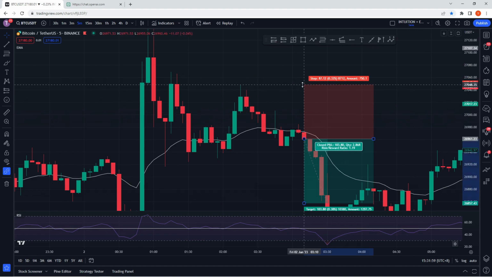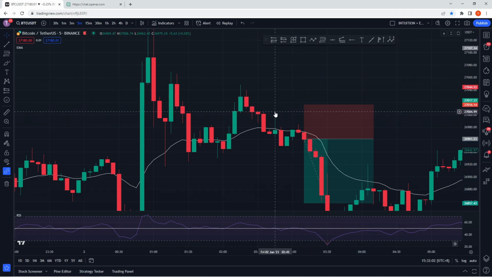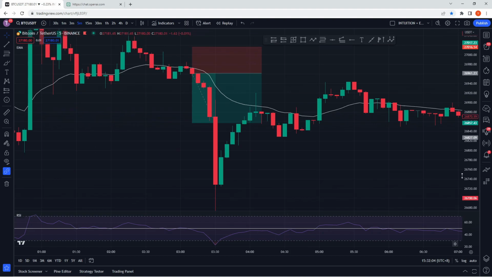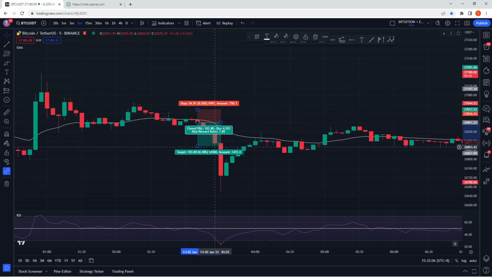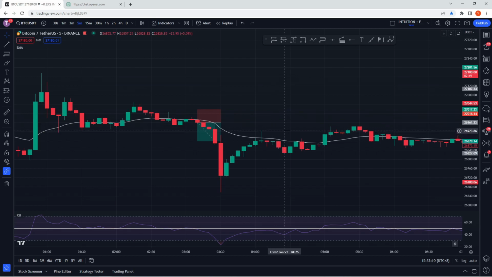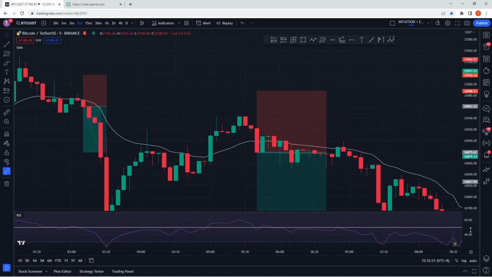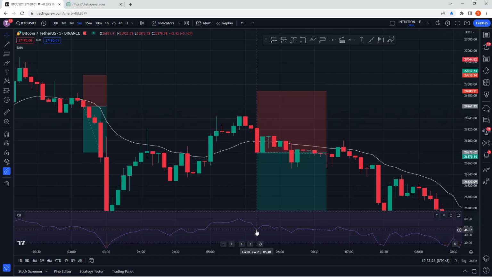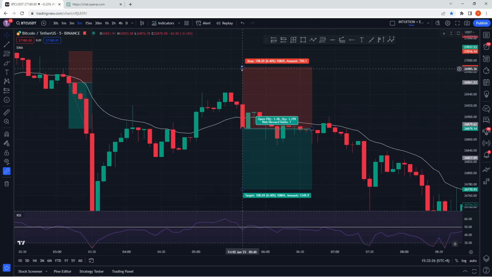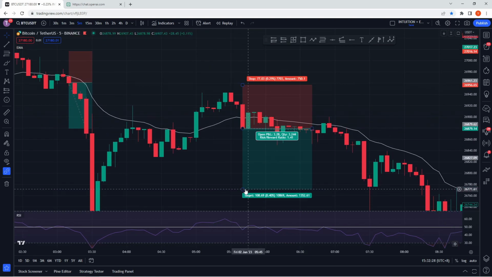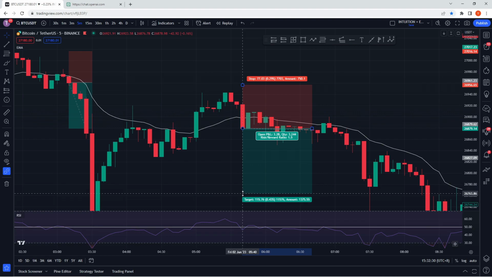Stop loss goes above the recent swing high, which is right here, and we aim for 1.5:1. Same thing: we want to wait for price to go above the EMA and then break back down below, which is what we have here, because we see that price breaks below the 20 EMA and we have the RSI below the 50 mark. So we're going to take that position, stop loss right above, and we take a 1.5:1.